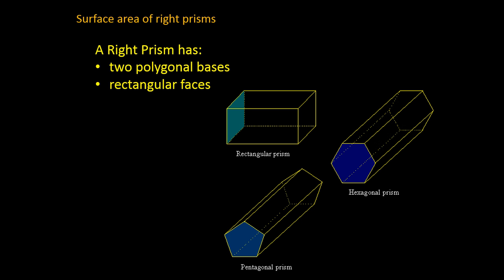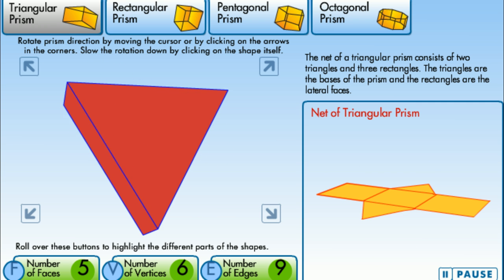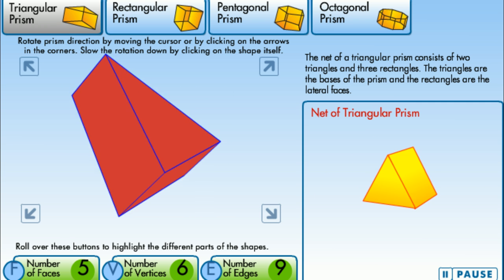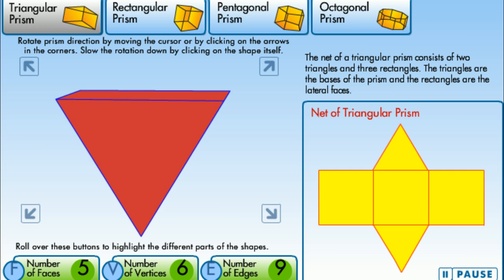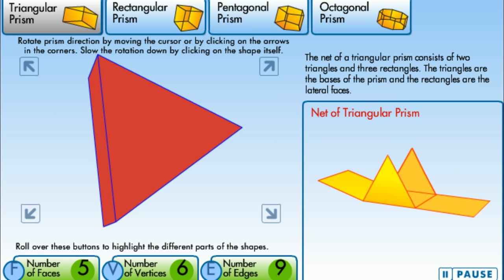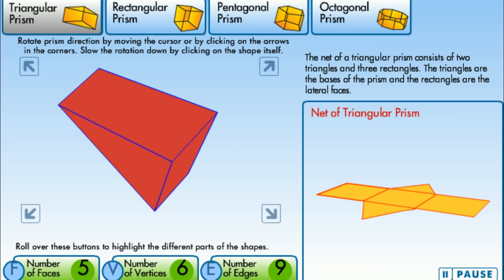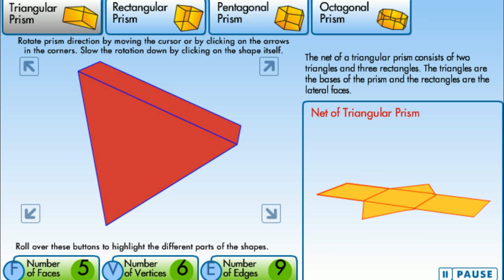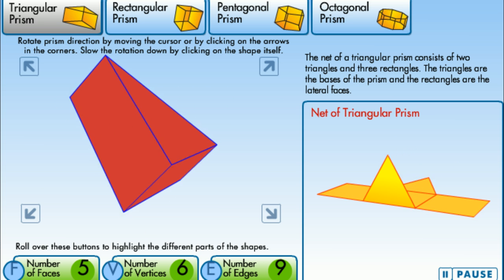So let's take a look at an animation of what some of these prisms can look like and what the nets would look like for these prisms. So this is an animation from a website called learner.org. It's a website that was created by the Annenberg Foundation. And what you see on the left is a representation of a triangular prism that's rotating in front of us. And if you look on the right, there's an animation of the net of that triangular prism and what it would look like to peel that net off of the prism.